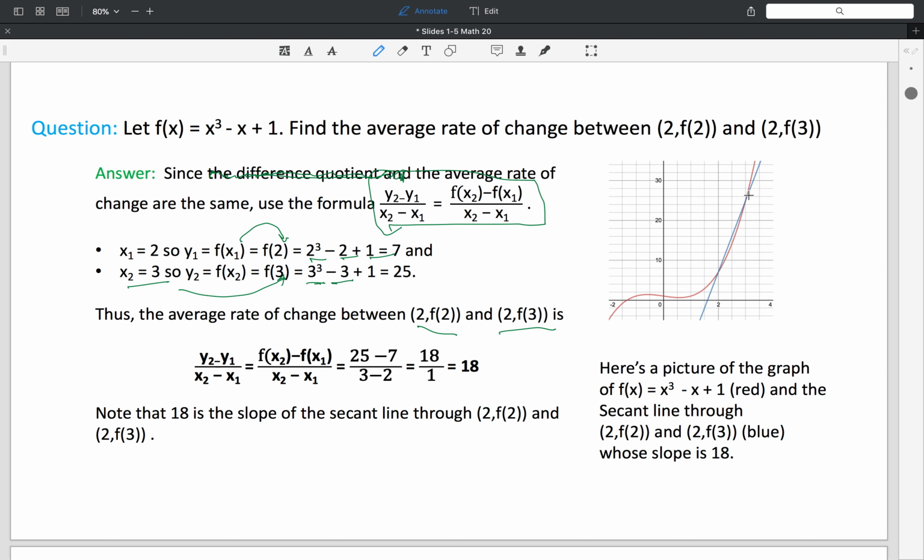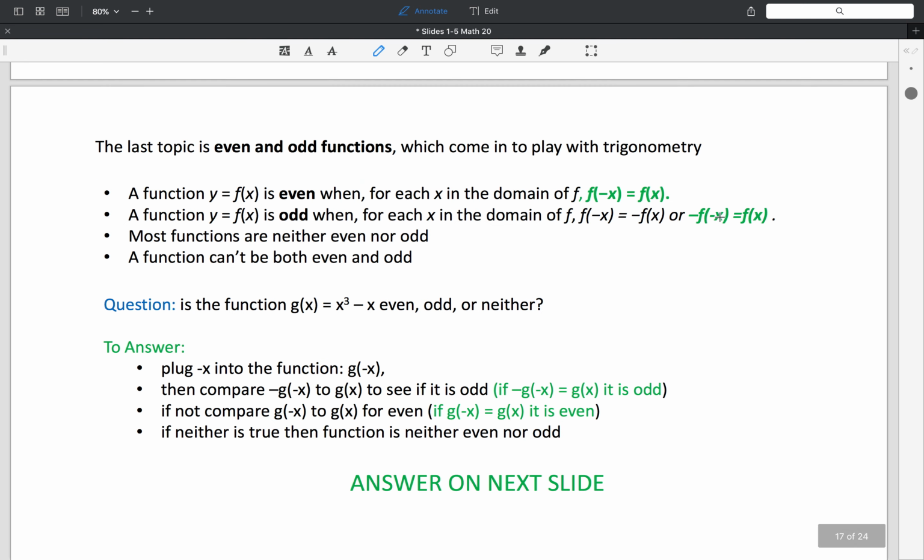And this is the same picture, remember, that we had before. This is the point (3, 25). And then this is the point (2, 7). Okay. So again, that tells us that as the function goes from here to here, it's changing on average by a factor of 18. Okay, so we'll go on to the next one.